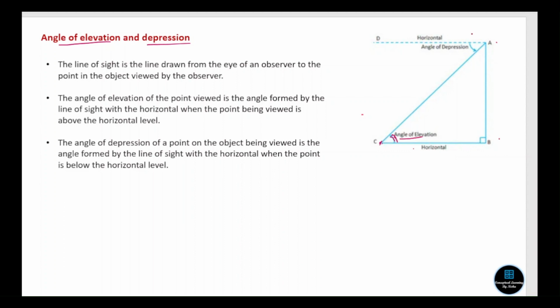In the same way, if I am standing at the top of the building and observing the point C below, my line of sight makes the angle of depression with the horizontal. So that is angle of depression and angle of elevation. It is very important to understand. All right, now let's understand with some examples.